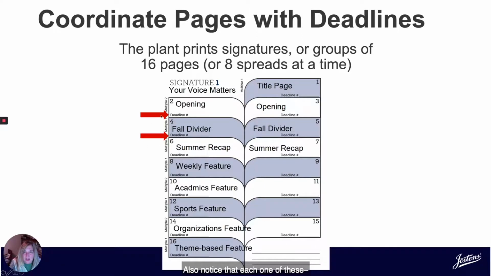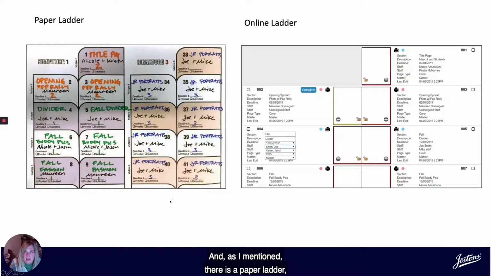Also, notice that each one of these, this is the online ladder that you can find and you can print out, or there's also a paper version of this you can hang up on the wall. It has a little space here for you to assign the deadline number to it. And as I mentioned, there is a paper ladder, and this is one of my favorite things to have up on the wall. It's pretty old school to handwrite a ladder out, but I like to be able to see the entire plan for the yearbook as it evolves and make sure that we're assigning those deadlines. And even here, there's a place to mark whether it's proofed or submitted.